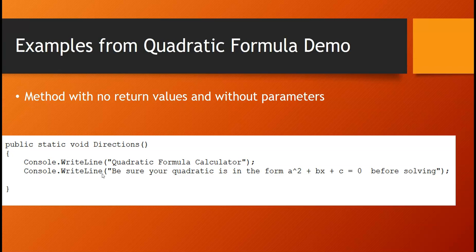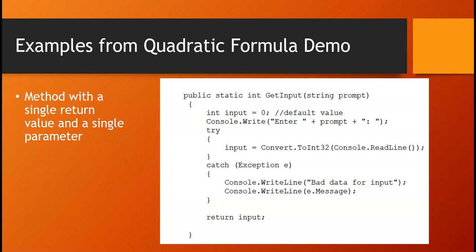When this method is called, it will execute these 2 lines of code. The next example has a method that has a single return value and a single parameter. So again, it's public, and we use static because we're not creating it as a class. It's kind of a standalone. We are using it in a demo program with main. It's going to return an integer.